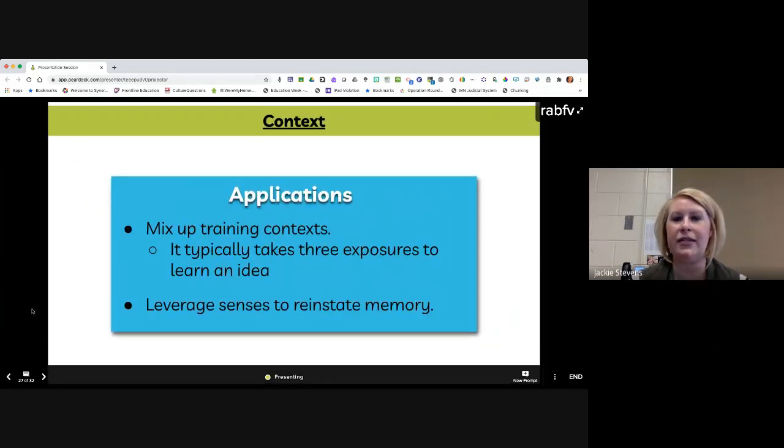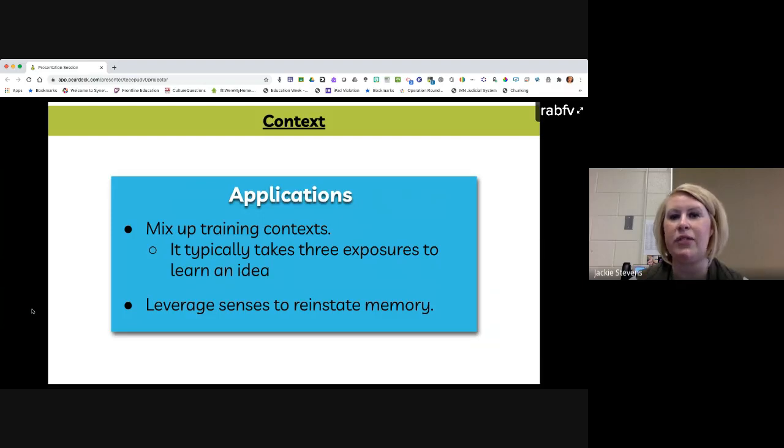So, like it says, the applications here, mix up the training context. Typically, it would take 3 exposures, so not just 3 times in the classroom, but maybe you're moving them around the classroom, or like I said, a walk and talk around the hallway. With COVID concerns, maybe you're taking the class outside when you can, but practicing the same information in a variety of places, and then leveraging the senses to reinstate memory.